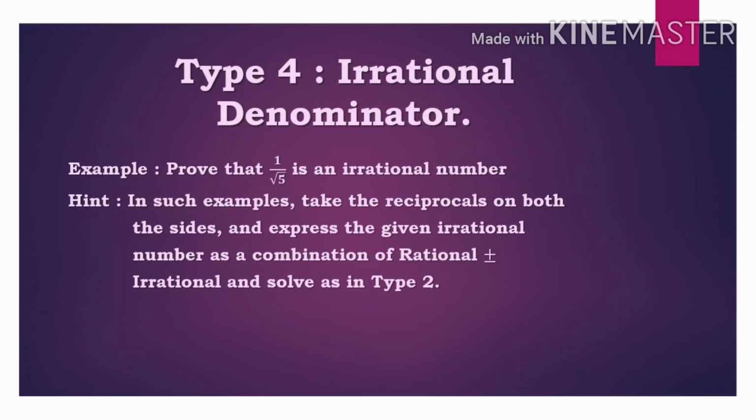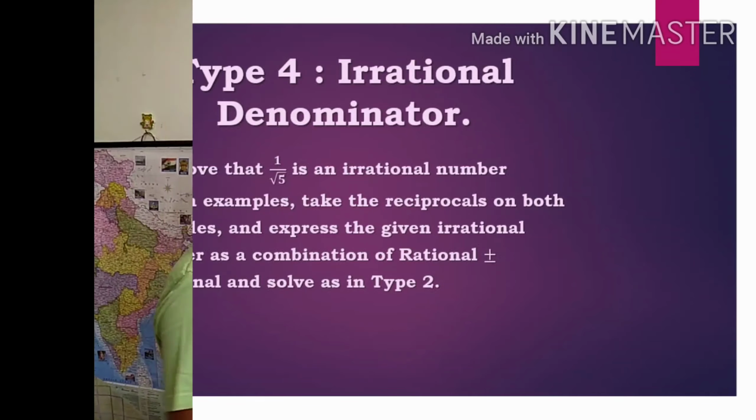What is type number 4? You can see, children, on your screen right now. So this type 4, again a very simple type. It is an irrational denominator. Last year you used to rationalize the denominator. Either you can rationalize or a simple thing. See, let us assume that it is a rational. Again, 1 upon root 5 becomes a upon b.